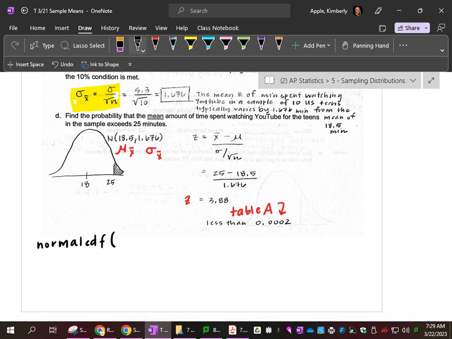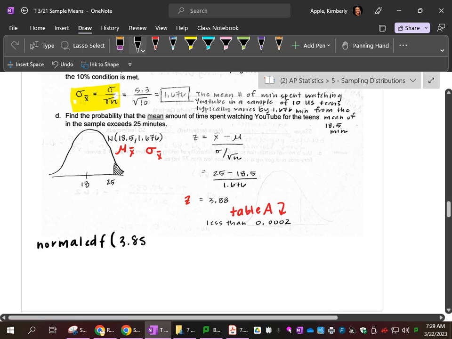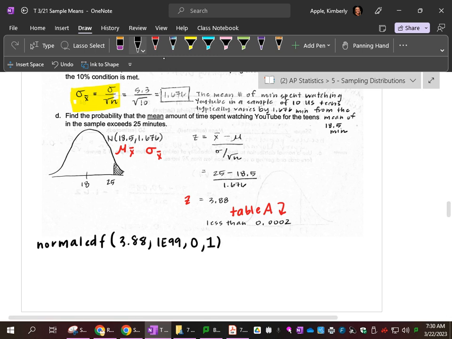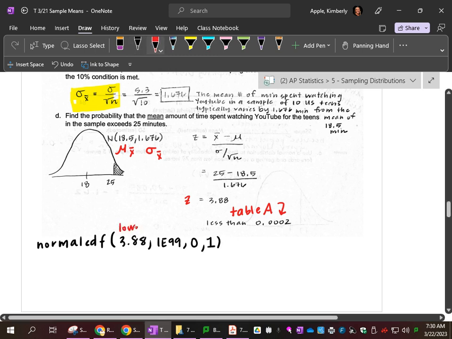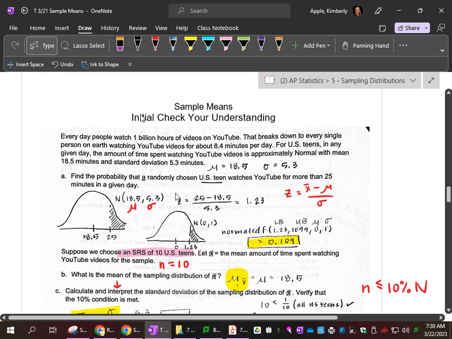No, let's actually do it like this. You could do that, but using the z-score, lower bound 3.88. Then you would have upper bound infinity, and then you would have mean 0 and standard deviation 1, remembering to label your calculator inputs. This is the lower, this is the upper, this is mu, and this is sigma for the standardized distribution. And then you're actually going to come out with a number that's very, very small. So this is the answer you would obtain using the calculator function. And that is the initial check your understanding for sample means.